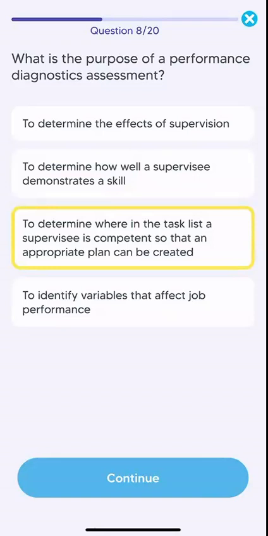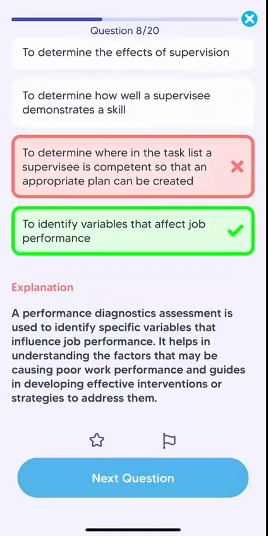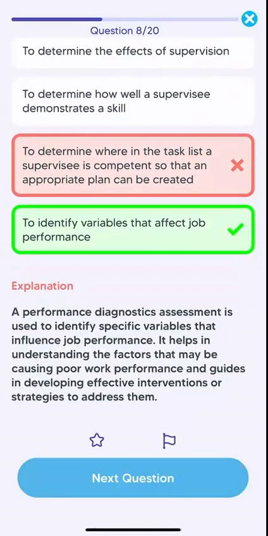Okay, go ahead. What's your answer? Performance diagnostic assessment: this is an assessment to determine where in the task list a supervisee is competent, so as to identify the variables that affect job performance. Why? Read.